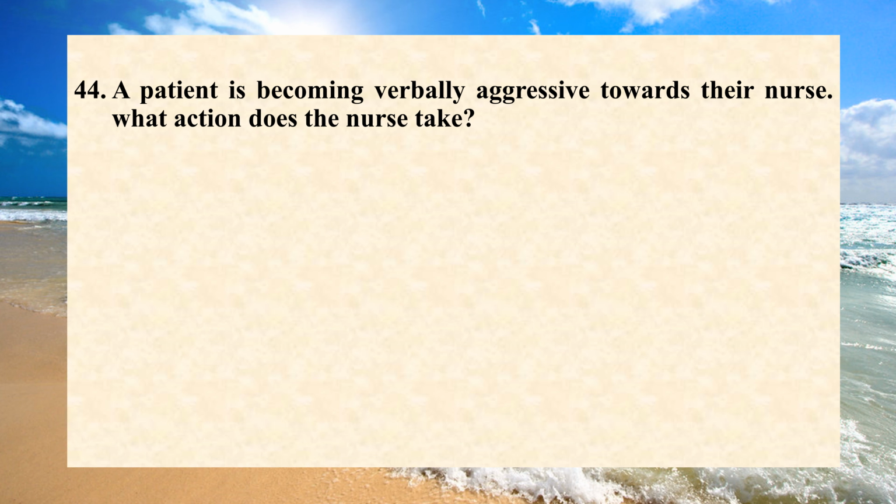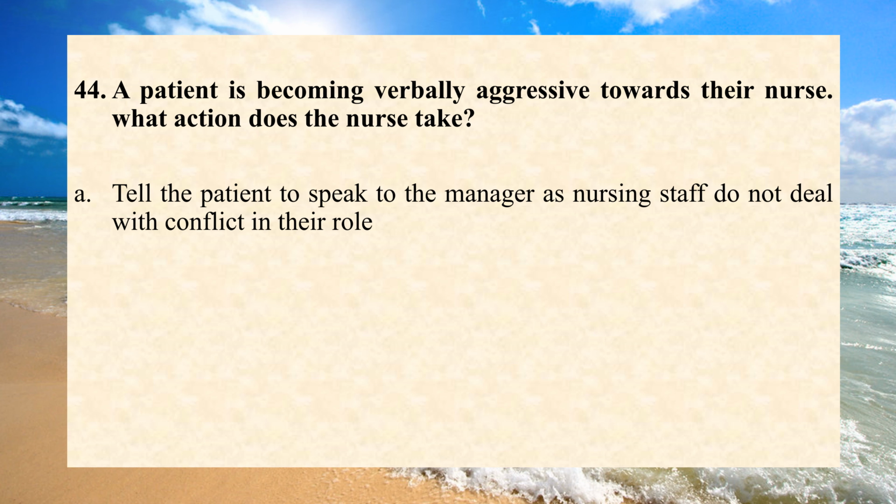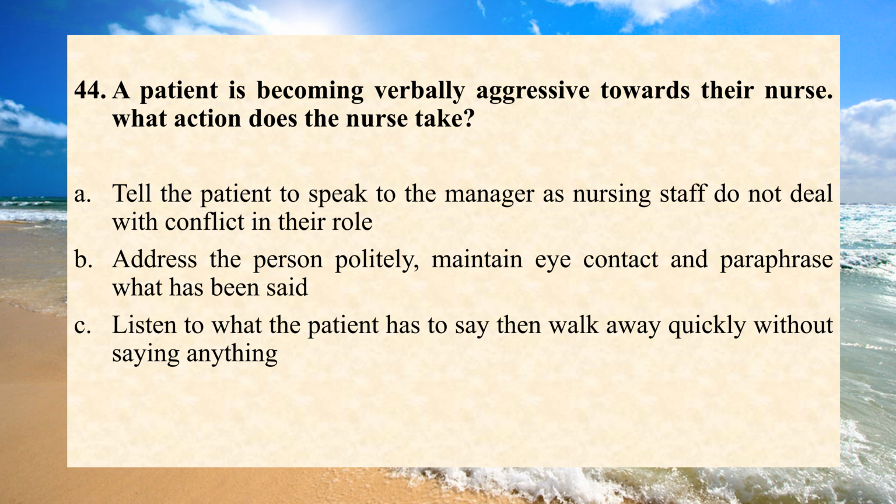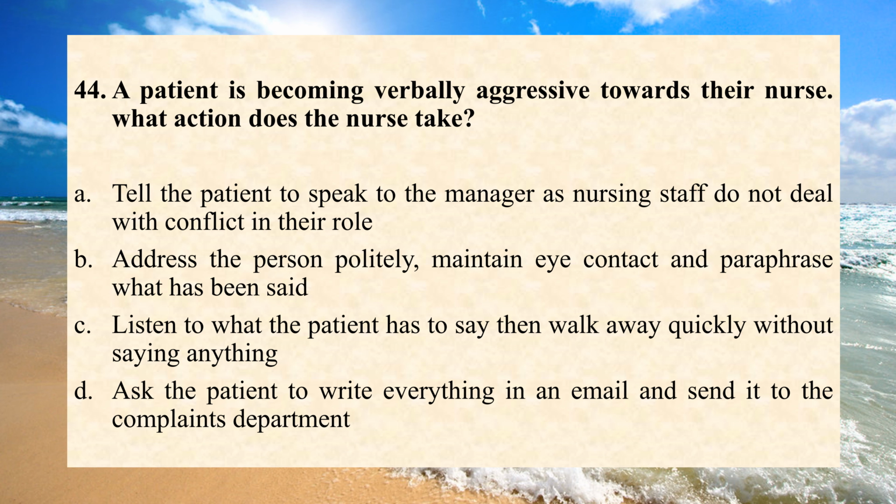A patient is becoming verbally aggressive towards their nurse. What action does the nurse take? A. Tell the patient to speak to the manager, as nursing staff do not deal with conflict in their role. B. Address the person politely, maintain eye contact, and paraphrase what has been said. C. Listen to what the patient has to say, then walk away quickly without saying anything. D. Ask the patient to write everything in an email and send it to the complaint department.